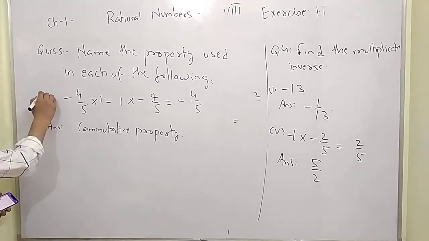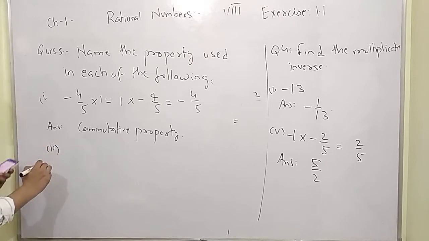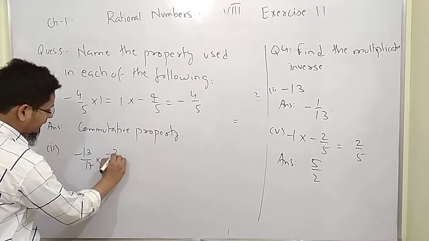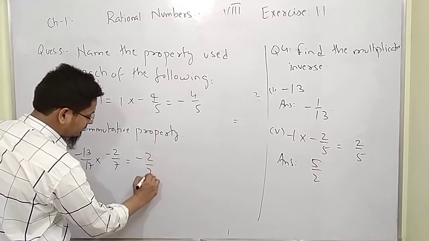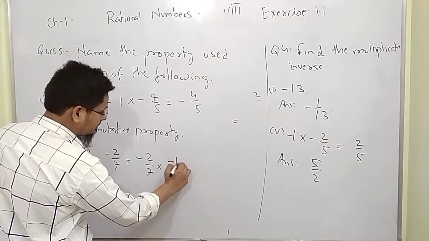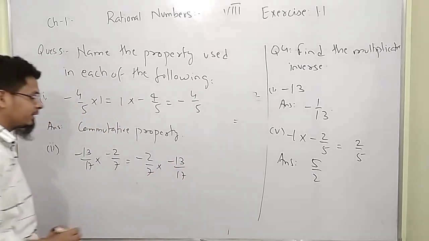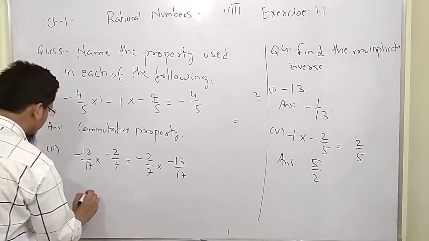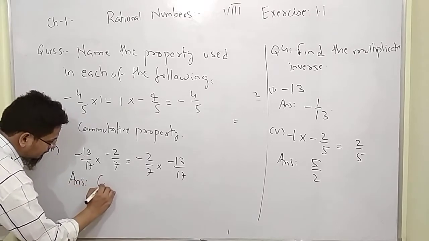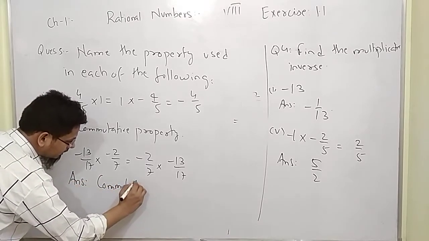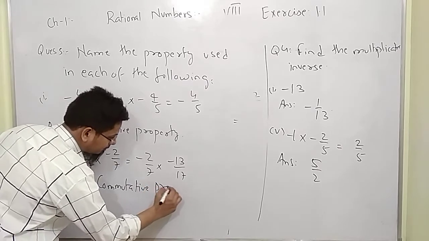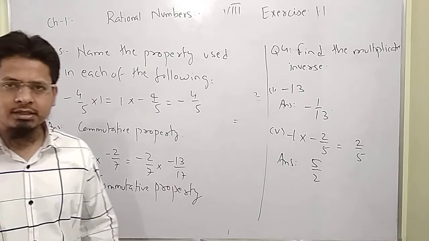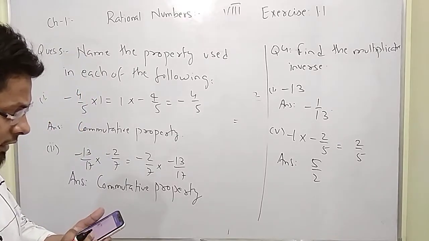In the second one, the numbers are minus 13 upon 17 into minus 2 by 7 is equal to minus 2 by 7 into minus 13 upon 17. Everyone can tell this answer. It is a very simple thing. Which property? The same property will apply here: commutative property. Right, class? Everyone do this question and copy it with me. Now come to the next problem.